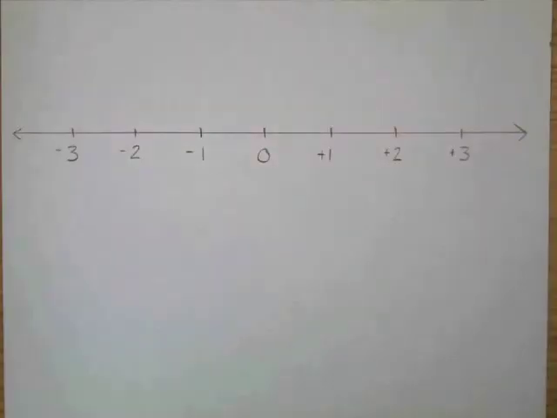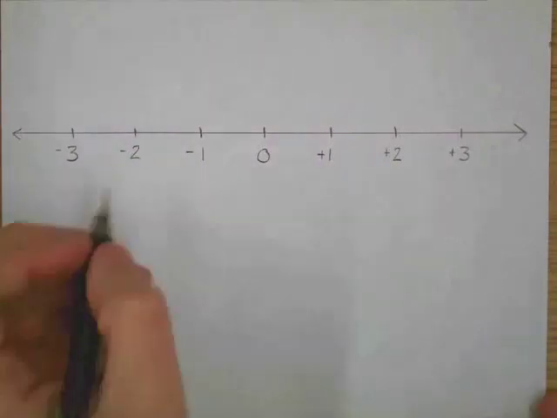Lesson 11-1, Example 2. Objective: learning to identify and graph integers and find opposites. And in this example we're going to focus on absolute value. An absolute value is the distance of an integer from 0 on a number line.